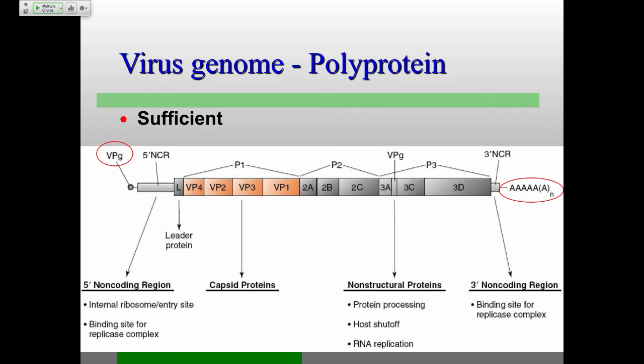So I heard "stuttering," which is incorrect. It's encoded for in the genome. So the poly A tail here is a genome-encoded segment. Actually, these picornaviruses, at least the poliovirus, some of the other ones are actually kind of different. But for poliovirus, it's actually encoded for in the genome.